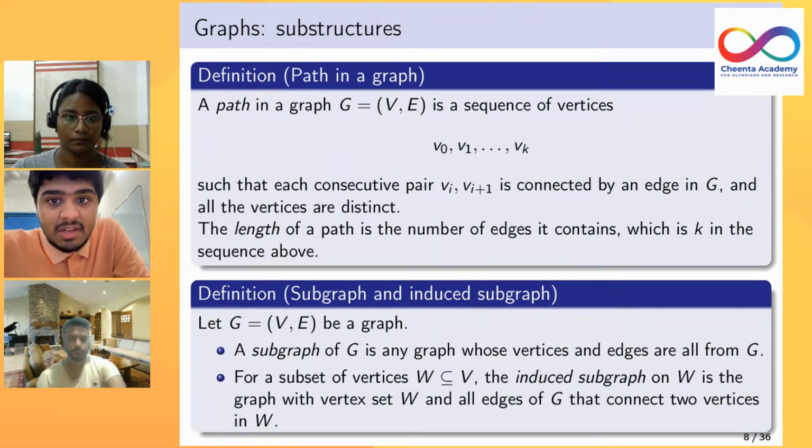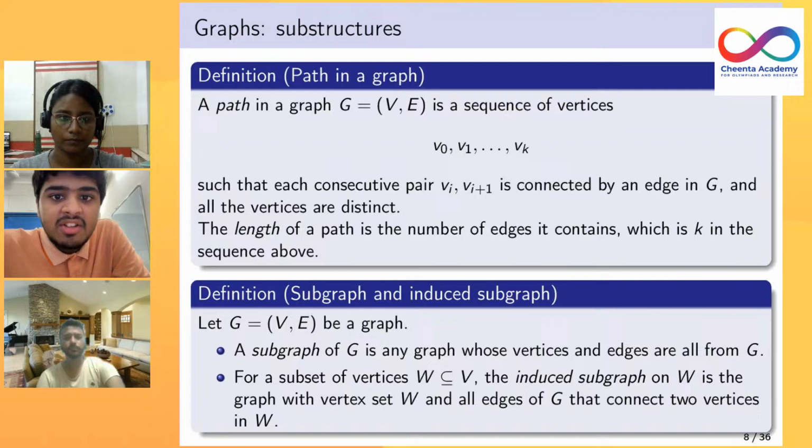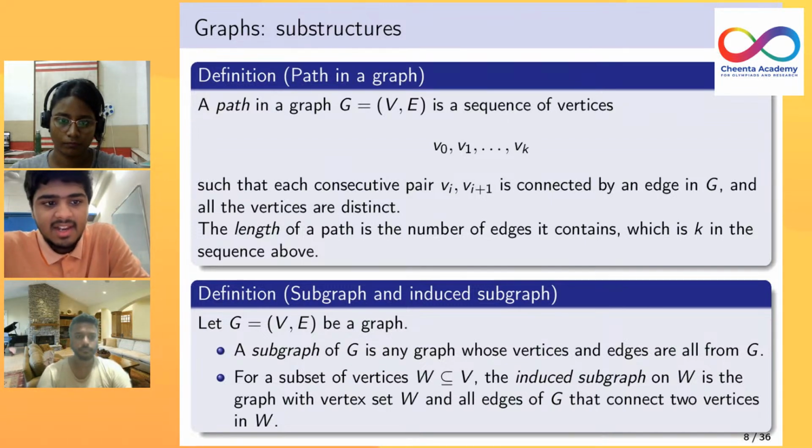A path is a sequence V0 to Vk with each consecutive pair connected by an edge and all vertices distinct, and its path length is k. A subgraph uses vertices and edges from G, while the induced subgraph on W, which is a subset of V, keeps all edges of G with both endpoints in W. These notations will let me discuss connectivity and shortest paths inside bounded regions of our infinite graph. This is how I was able to use computational methods to make my 3D Farey graph. Next slide, please.